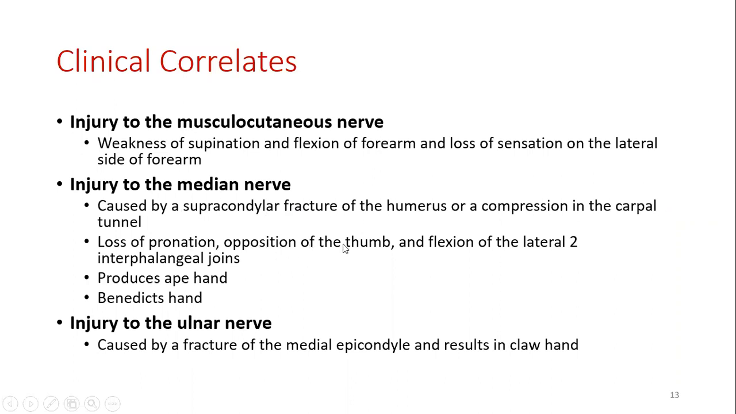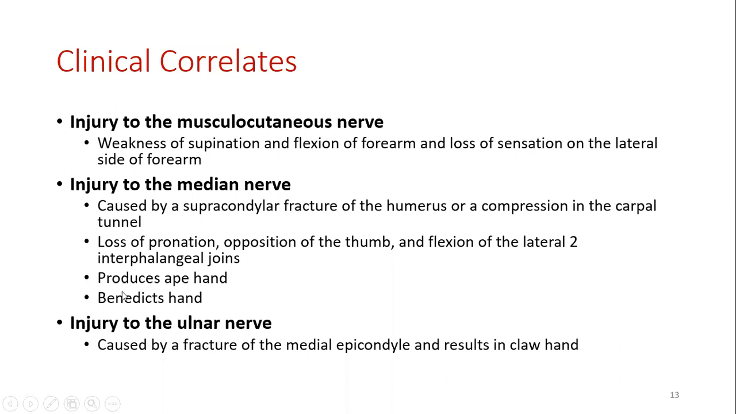versus loss of opposition of the thumb and flexion of the lateral interphalangeal joints if it's in the carpal tunnel. And you can end up with ape hand, or I learned it as Benedictine attitude. Ape hand is that flattening of your thenar eminence, versus Benedictine attitude, where you ask a person to make a fist, and when they make a fist, they can only flex their fourth and fifth digits. They can't flex their first three digits, because they've lost median nerve. Recall that median nerve is going to get you your lumbricals. It basically just messes up the first three digits.